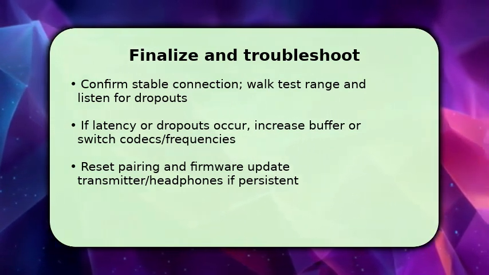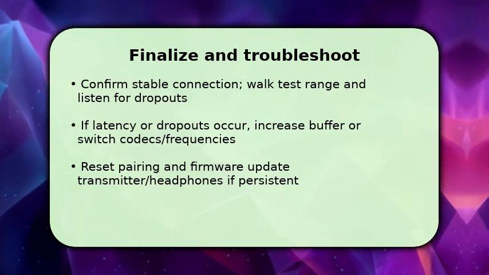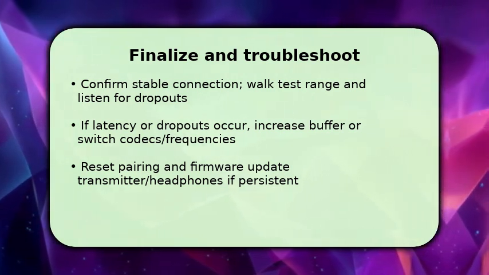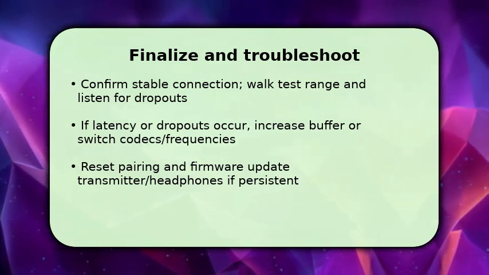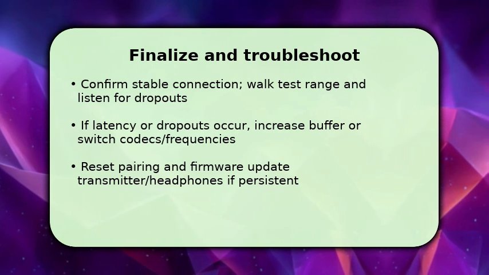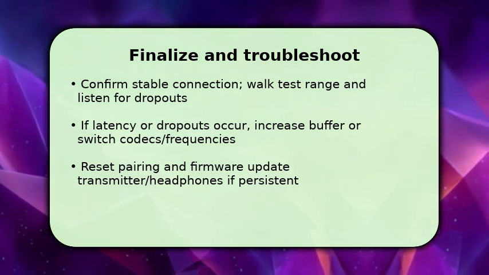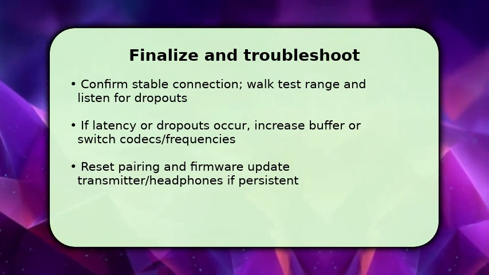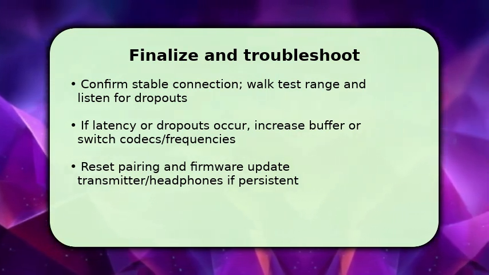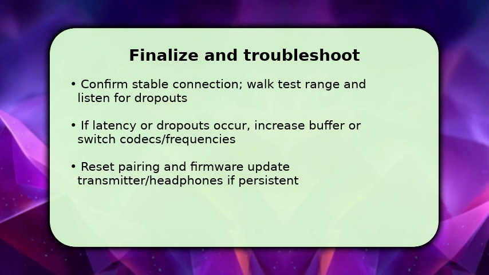If you encounter latency or stuttering, raise the buffer, select a lower latency codec, or relocate sources to avoid RF interference. When problems persist, power cycle devices, repair, and check for firmware updates on transmitter and headphones. One key troubleshooting tip: if audio is intermittent, switch to a wired headphone for diagnosis to isolate wireless from the rest of the chain.